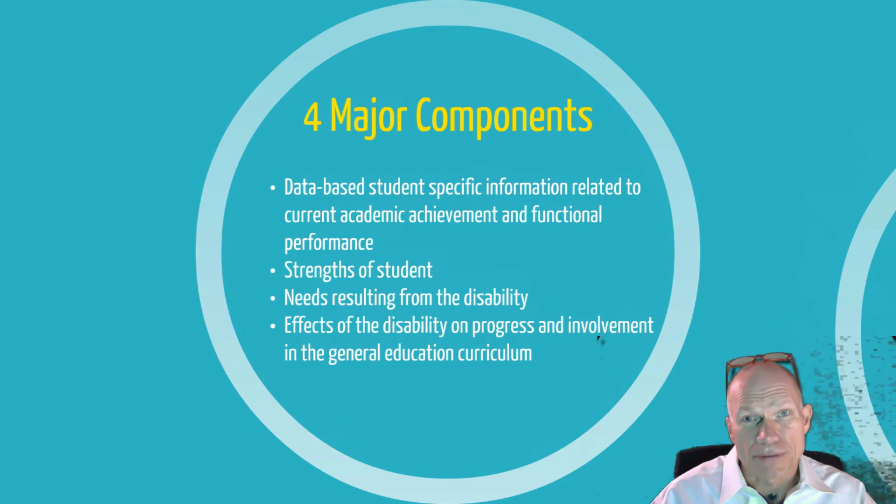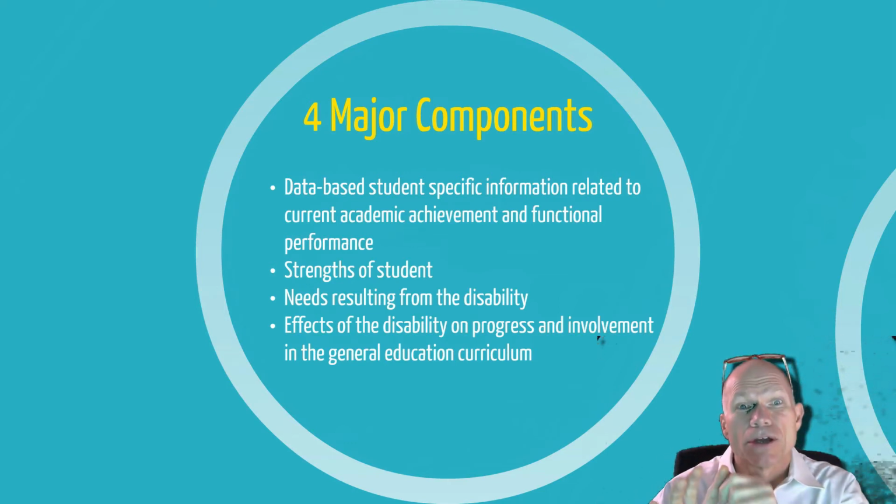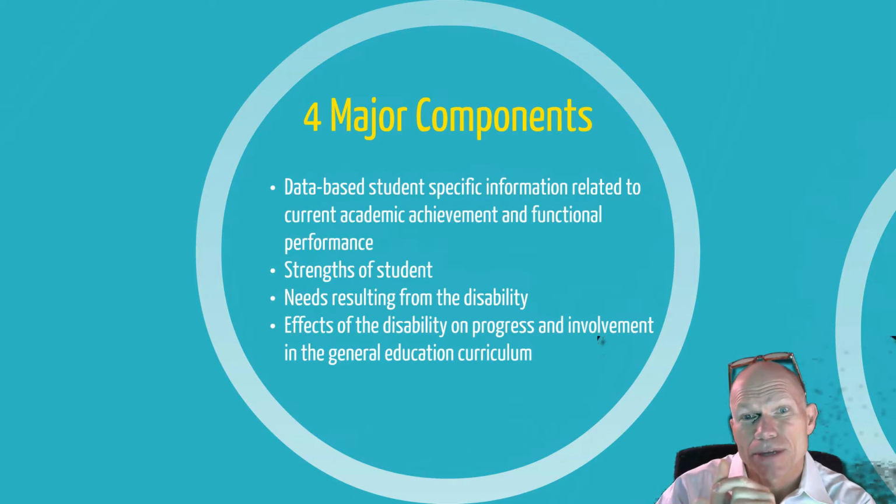4 major components to the PLAAFP. Some information that shows that we've used data to gather information for student performance. Strengths of the student. Needs resulting from the disability, and the effect of the disability on progress and involvement in the general education curriculum.